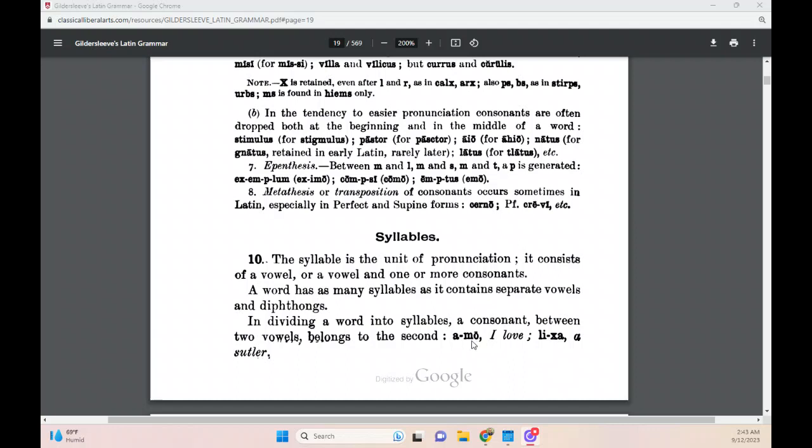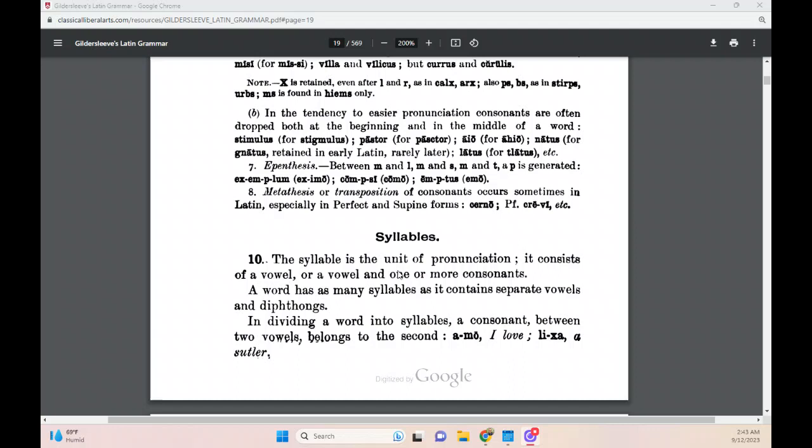So here we see both examples. In the word amo, the first syllable is just a single vowel, but in the second syllable we see a vowel, o, joined with a consonant, m. In this second example down here, we see the first syllable is a vowel, e, joined with the consonant l. And in the second syllable the vowel a is joined with the consonant x. So we can understand what it means when we read a syllable consists of a vowel or a vowel and one or more consonants. Now it's important for us to note one thing.